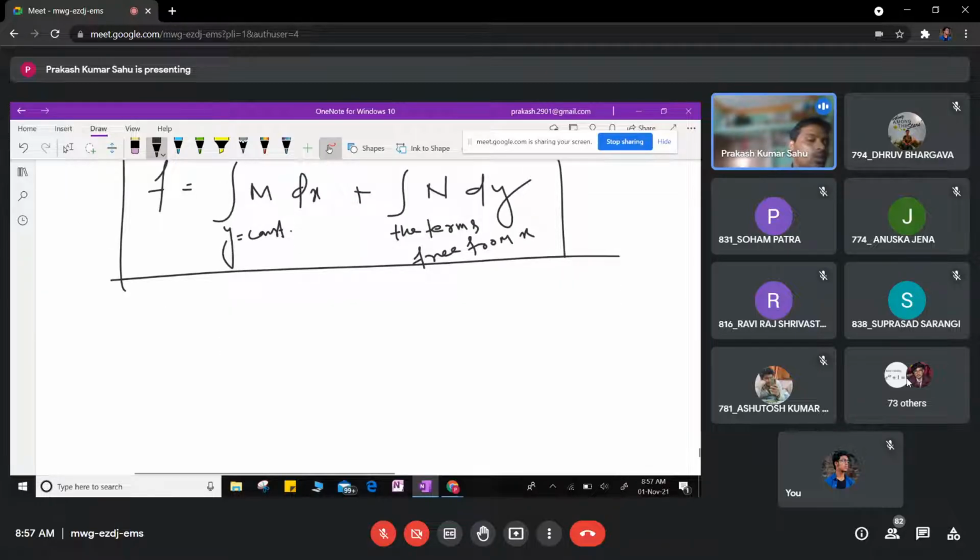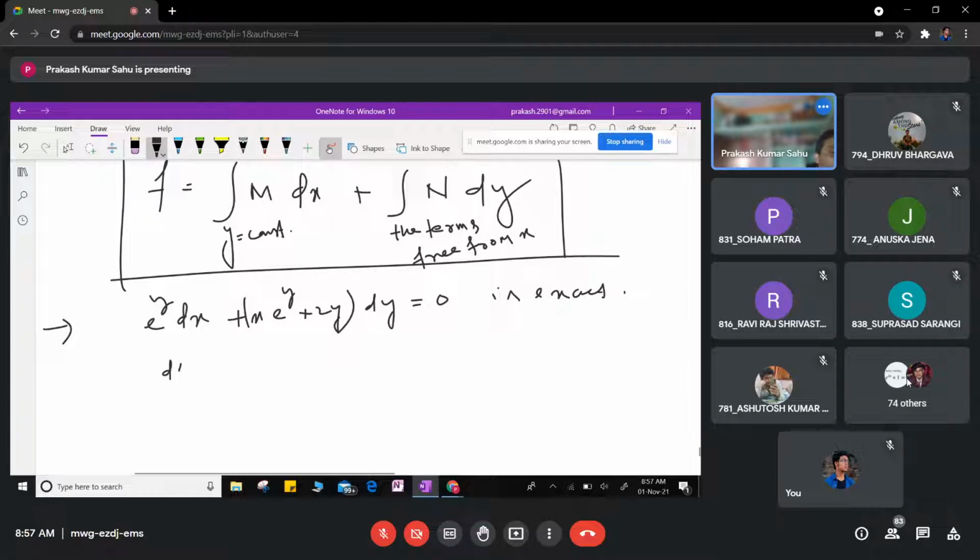So let us see. What was your first example? Your first example was e to the power y dx plus (x e to the power y plus 2y) dy is equal to 0. Here this is exact. We have already checked this is exact. If this is exact, we can write df is equal to e to the power y dx plus (x e to the power y plus 2y) dy is equal to 0.